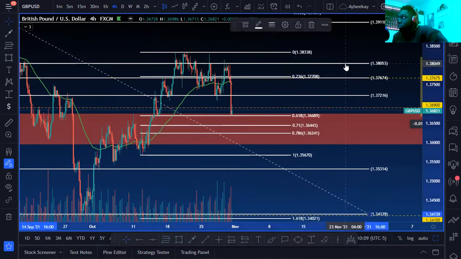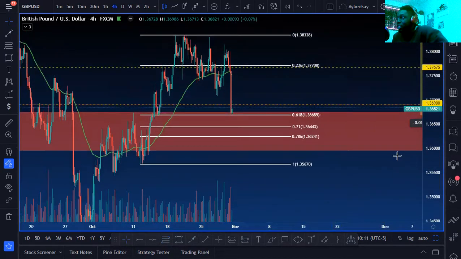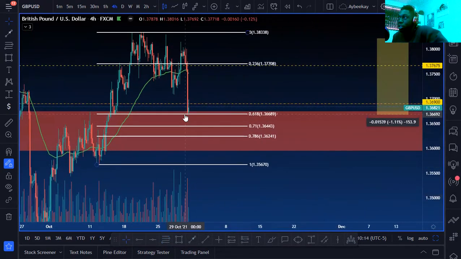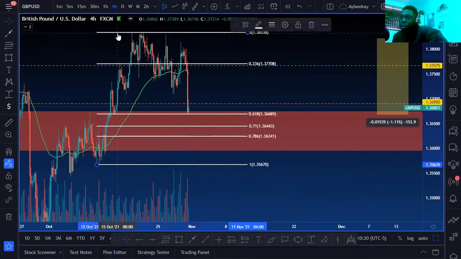Let me hide this. Price can literally turn around at this upcoming zone, but the way it fell with that speed, no thank you. I'm not looking for sells, because at this point it's probably going to end up looking for buys.